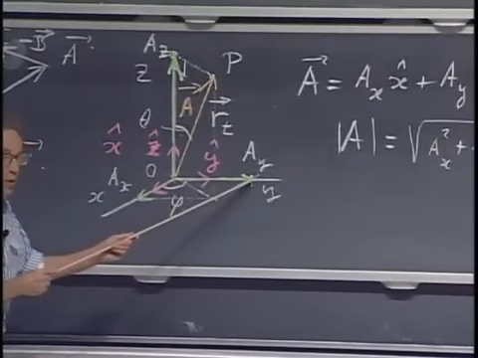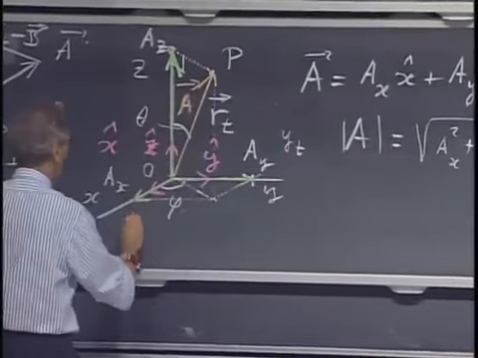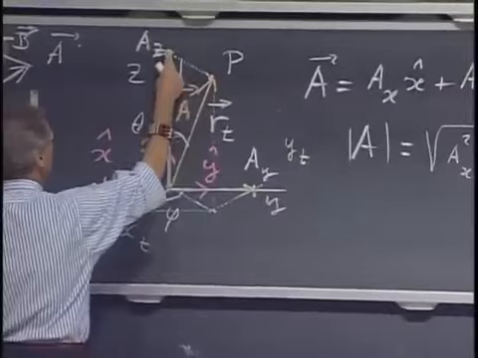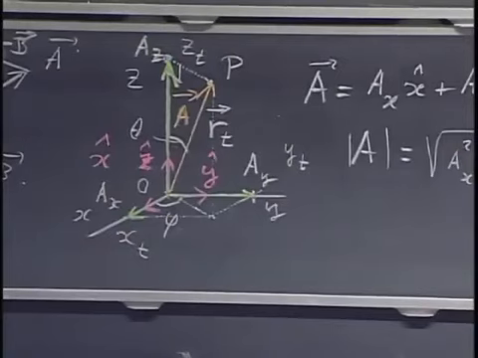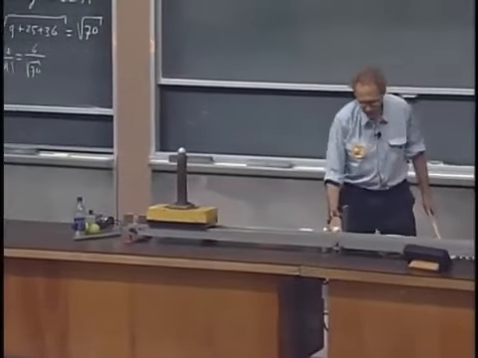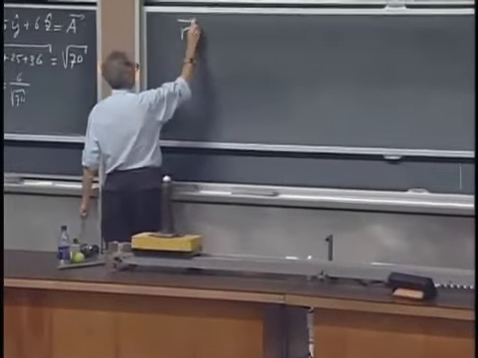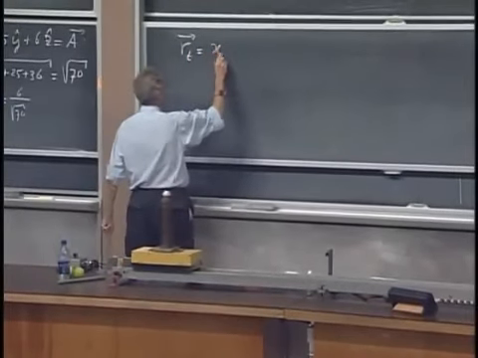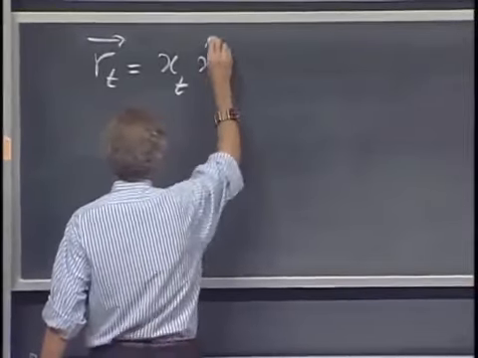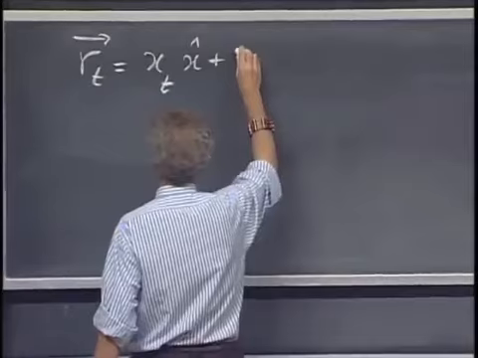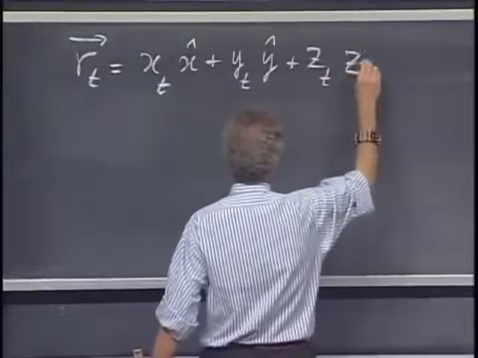I call this location X of T. I'm going to call that Y of T. It's changing with time. I call this point Z of T, which is going to change with time, because point P is going to move. And so I'm going to write down the vector R in its most general form that I can. R, which changes with time, is now X of T times X roof, plus Y of T, Y roof, plus Z of T, Z roof.